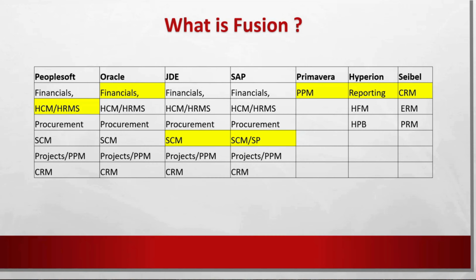The first challenge is that no ERP has a sound solution for all the areas which organizations generally look for. If they have to pick the best solution from the market, they have to go for different vendors. For example, if our client wants HCM, they would go to PeopleSoft for HCM, Oracle for financials, JD Edwards for SCM, and SAP for SCM, and Hyperion for reporting, right?